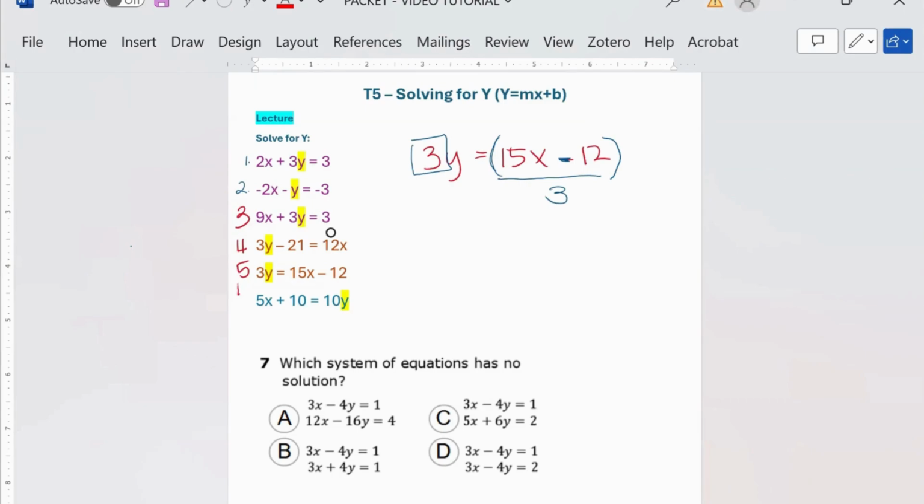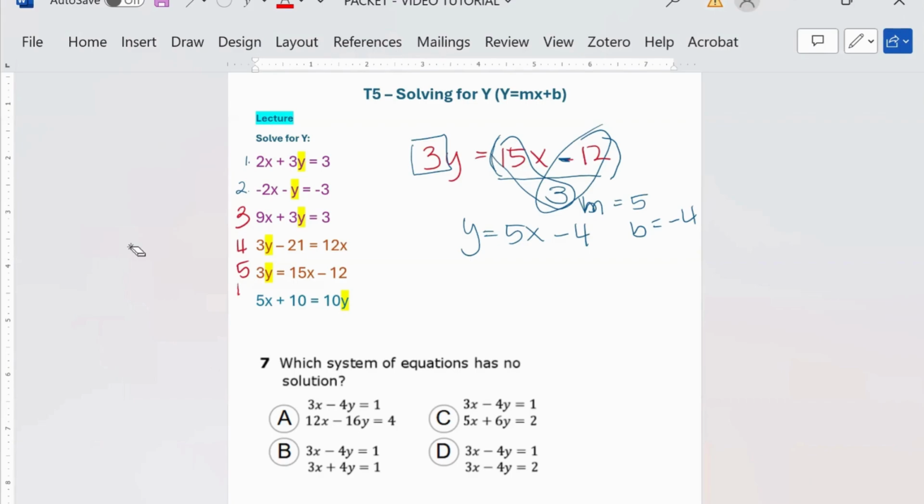Again, it's positive 3 because there's no sign. So this is my slope, my m, which equals 15 divided by 3. It's 5. Okay, so that's 5x. And then negative 12 divided by 3 is negative 4. So 5x minus 4, that's my equation of a line.